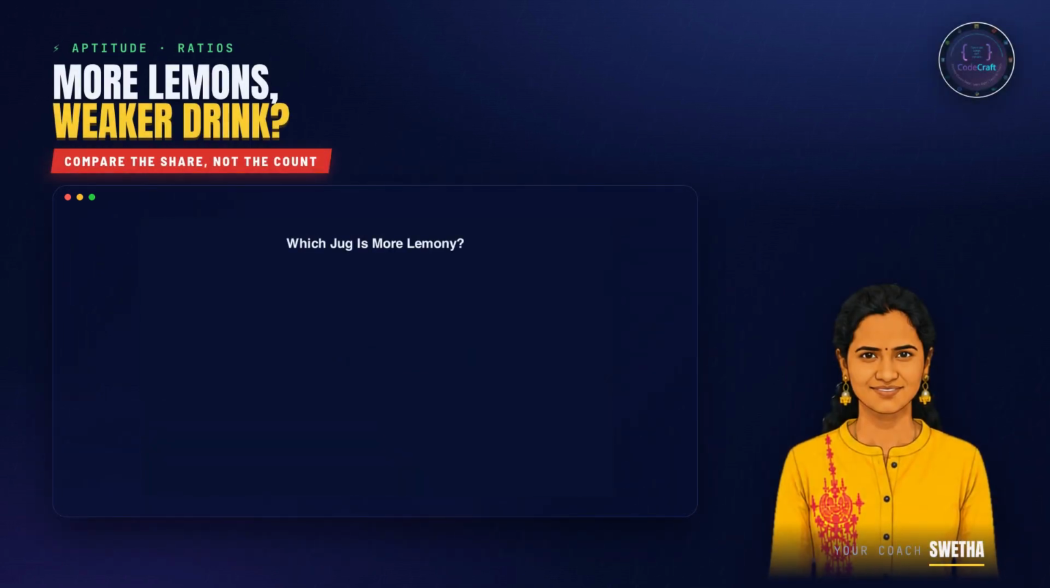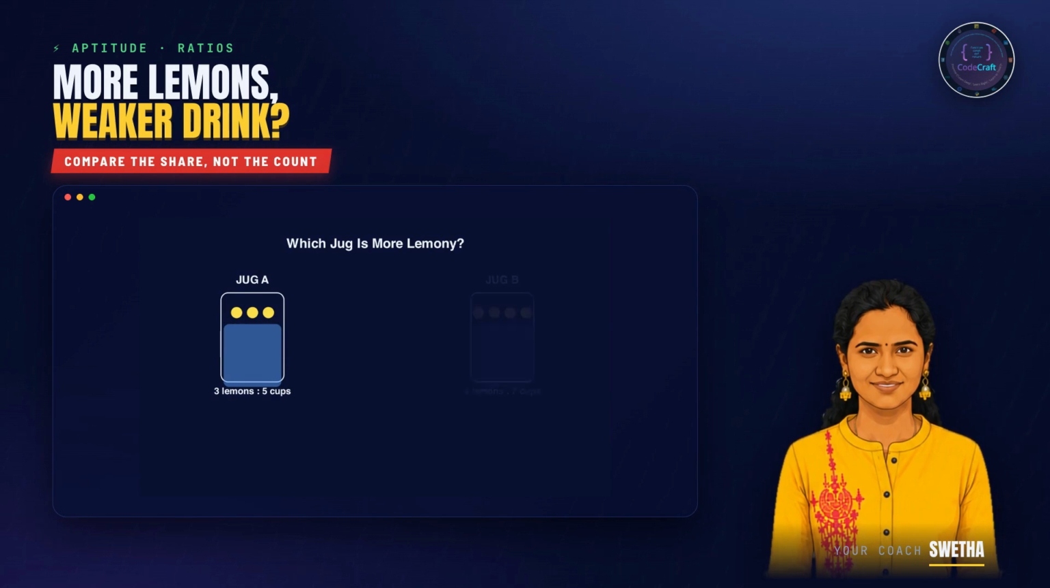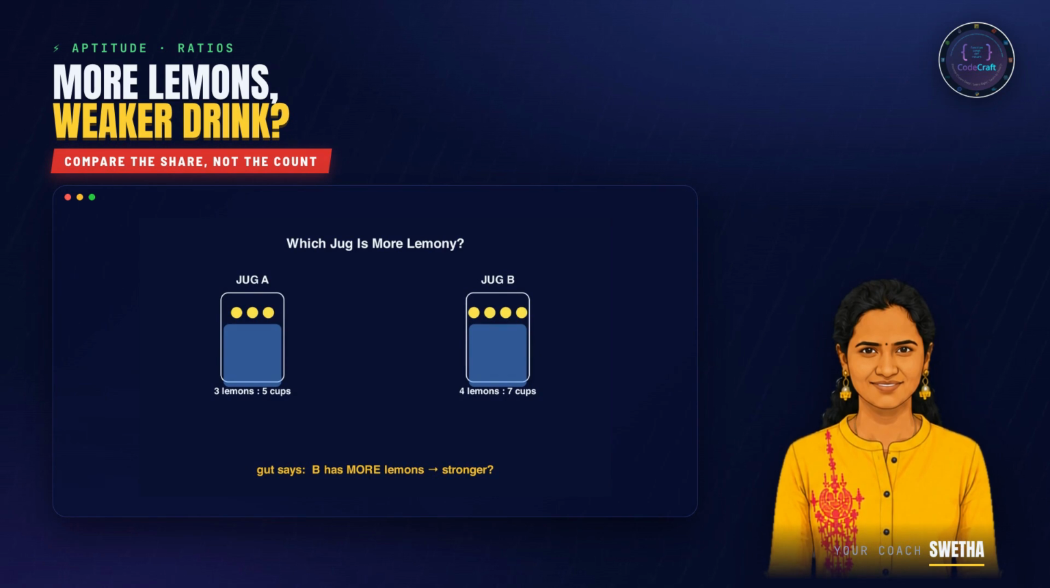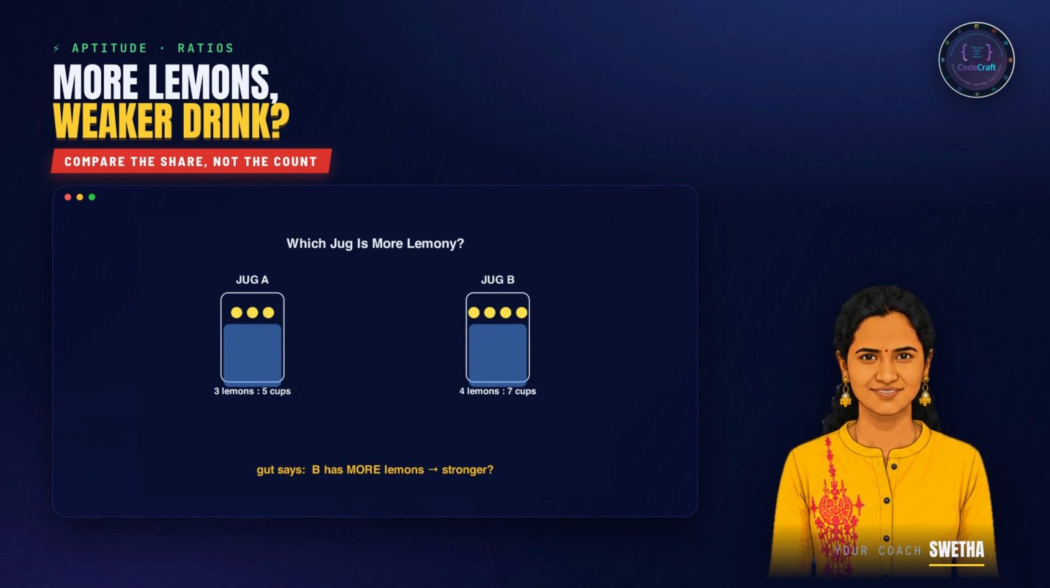Alright, remember those two jugs from the start? Time to settle it. Jug A has 3 lemons and 5 cups of water. Jug B has 4 lemons and 7 cups of water. Your gut screams B. 4 lemons beats 3. More lemony, right? Let us test it the twin way.